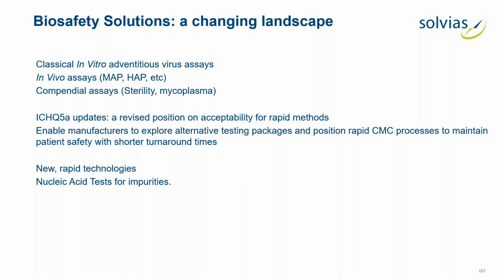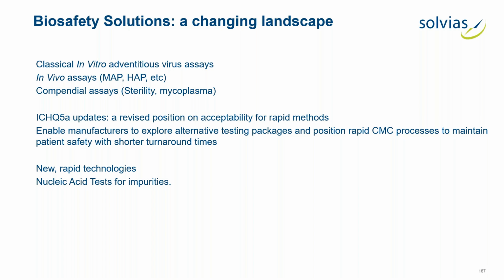And you can see there I've got the MAP and the HAP. That stands for mouse antibody production test and hamster antibody production test. Both of these are relevant tests to detect the presence of viruses. They're injected into the rodents, and then you look for replication of viruses by production of antibody. Okay, complicated, messy tests. They're in vivo tests as well.